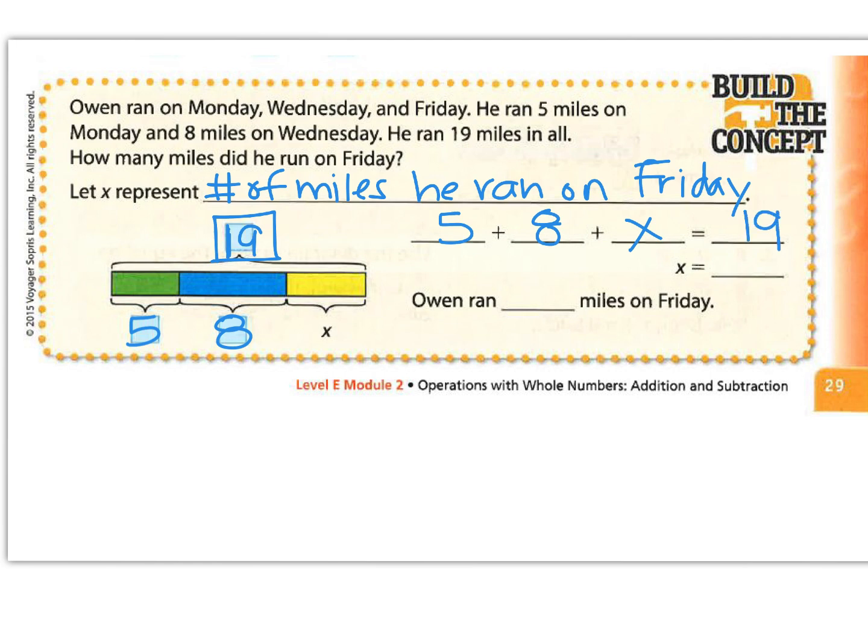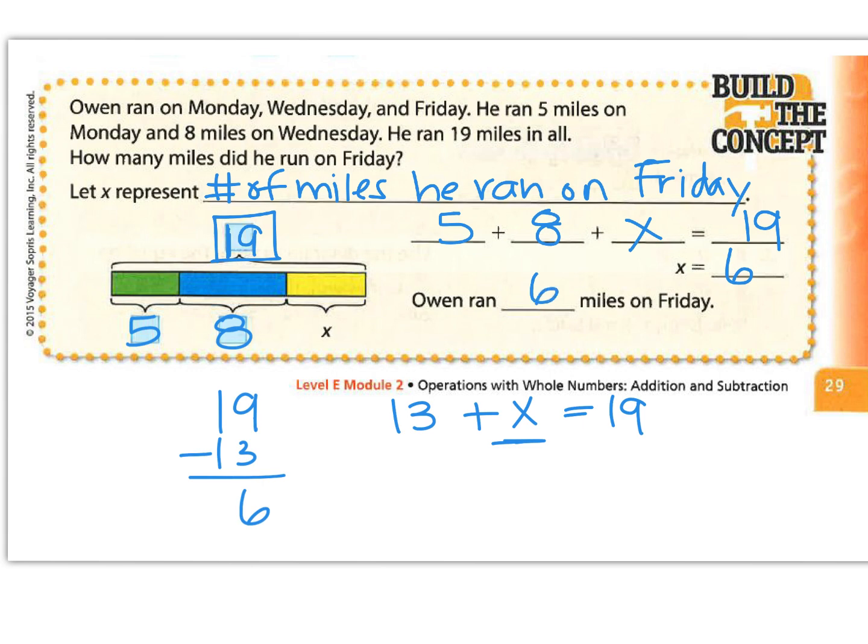So let's use our knowledge of fact families to figure that out. So we'll do 5 plus 8 is 13. So 13 plus x equals 19. Well, we can use a fact family and just subtract. So we know that 19 minus 13 is going to get us x. So 9 minus 3 is 6. 1 minus 1 is 0. So x equals 6. So Owen ran 6 miles on Friday, because 5 plus 8 is 13, plus 6 equals 19.